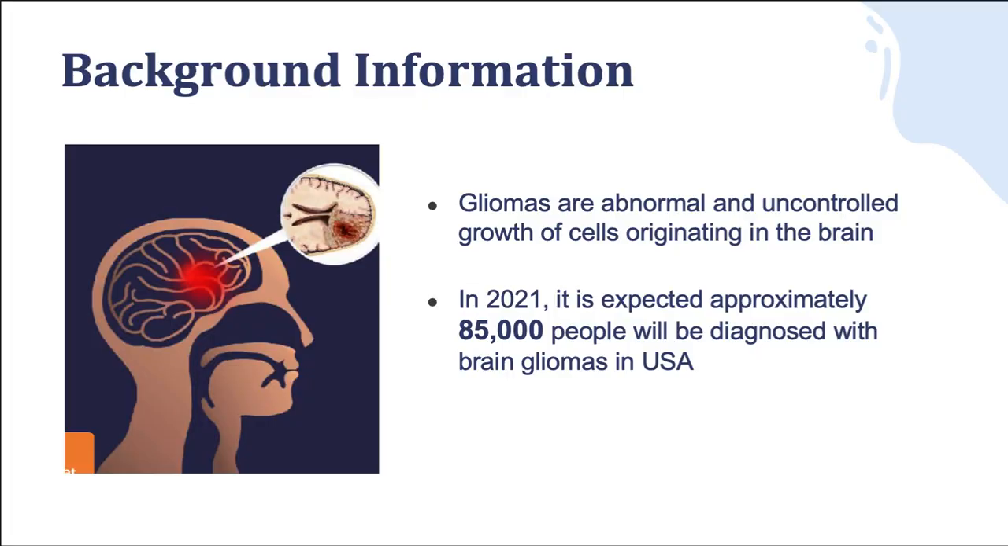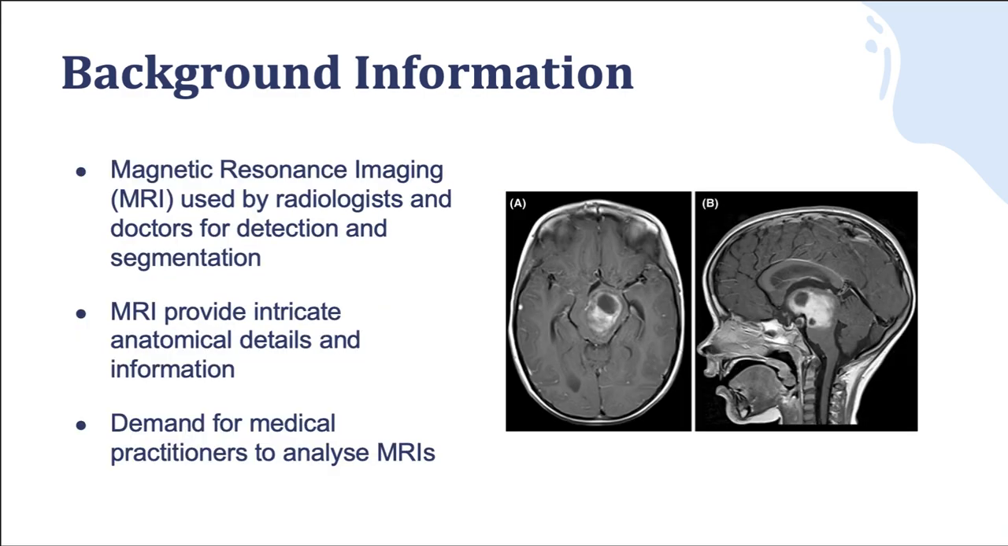As for some background information, gliomas are abnormal and uncontrolled growth of cells originating in the brain, and in 2021, it is expected that almost 85,000 people will be diagnosed with brain gliomas in the United States. Magnetic resonance imaging, known as MRIs, are widely used by radiologists and doctors for the detection and segmentation of diagnosed brain tumors. This is because they provide intricate anatomical details and information about the brain tumors. Therefore, there is a demand for medical practitioners to analyze MRIs.